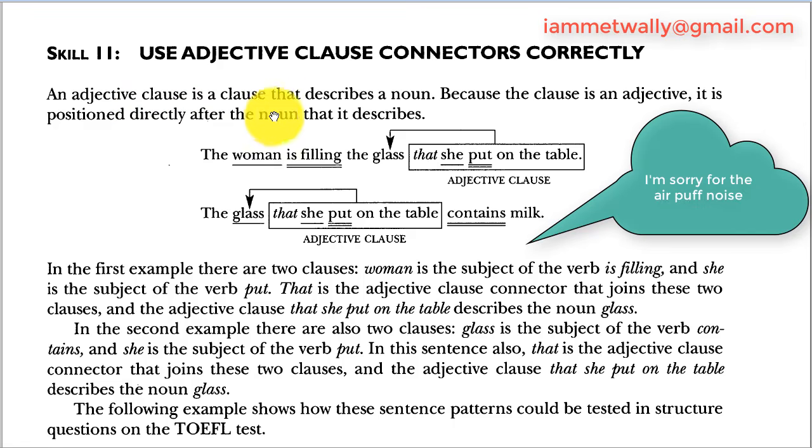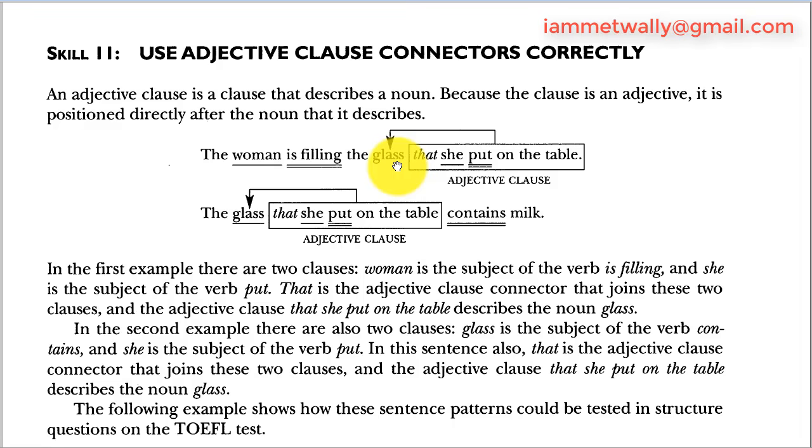An adjective clause is a clause that describes a noun because the clause is an adjective. It is positioned directly after the noun that it describes. The woman is filling the glass that she put on the table. This is the adjective clause, as you can see here. It describes this glass. Which glass has the woman filled, or which glass is the woman filling? The glass that she put on the table. What comes after the glass describes the glass.